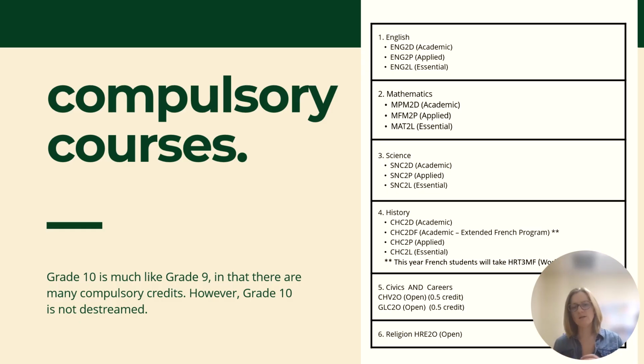They're paired together in the same spot in the timetable, but they are two separate half credit courses. So it is possible for a student to pass one and not pass the other. And then finally, we have grade 10 religion because we're Catholic school.